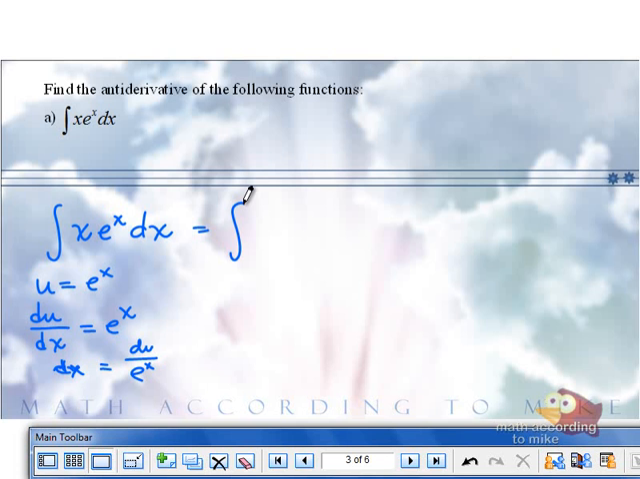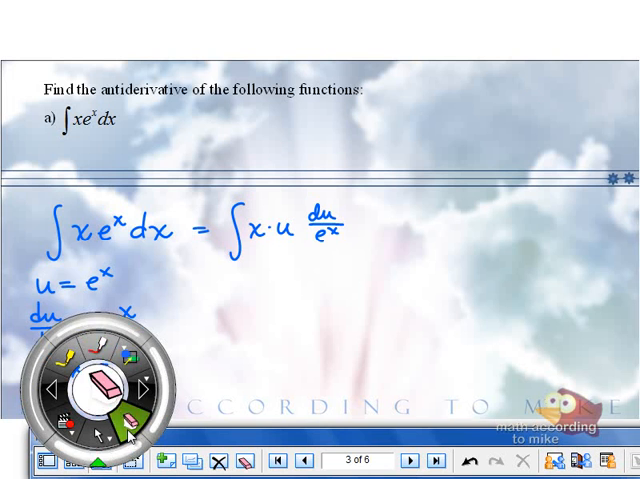you called e to the x u, and your dx is du over e to the x. Does anything cancel? No. And actually, no matter what you pick for u, even if you try a double substitution, you're still going to have an x left over. So regular u substitution will not work here. We have to try something more powerful.